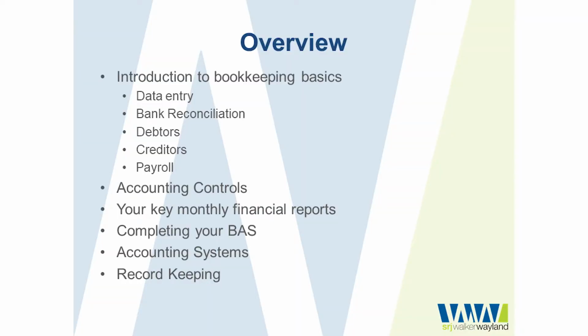And we're going to start with discussing some of the terminology that you might need to become familiar with when you're setting up your accounting systems. I'll talk to you about some of the key accounting controls that you need to ensure that you have in place. We'll discuss some of your key financial reports that you need to be producing on a minimum on a monthly basis. I'll give you some tips on how to complete a business activity statement. We'll discuss small business record requirements. And then I'll talk you through some of the more relevant cloud-based accounting system and associated applications that you might want to consider implementing for your business to ensure you have a fully integrated accounting system.